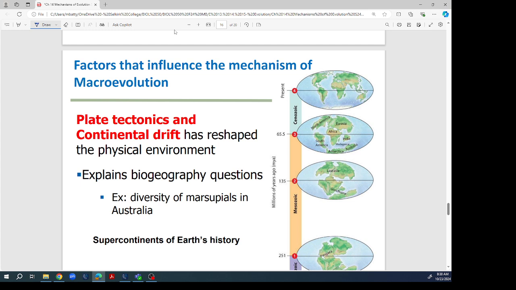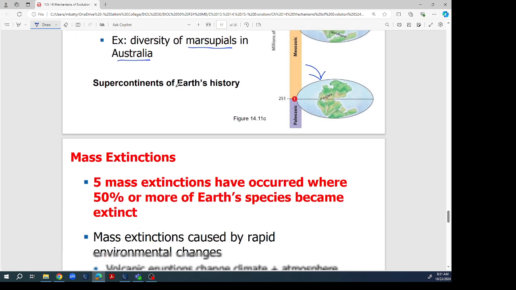There also is biogeography, the diversity of the fossil record and dinosaurs, and how things are linked because maybe they once were all connected and then have moved apart. As they move apart, we can see these kinds of isolations. A good example of that would be marsupials in Australia. So this idea that the world is still changing, and that changes the environmental pressures on evolution and the organisms that live on Earth. So that's plate tectonics and continental drift.